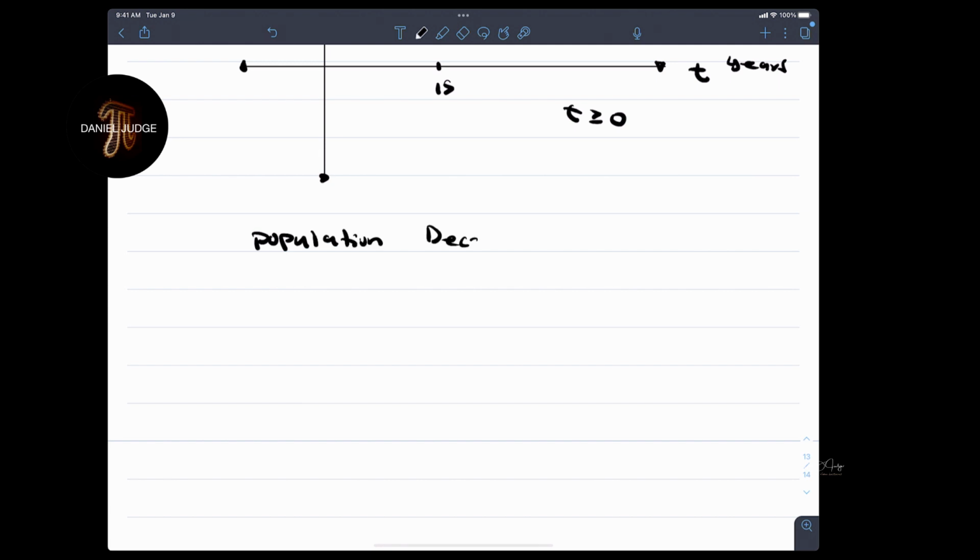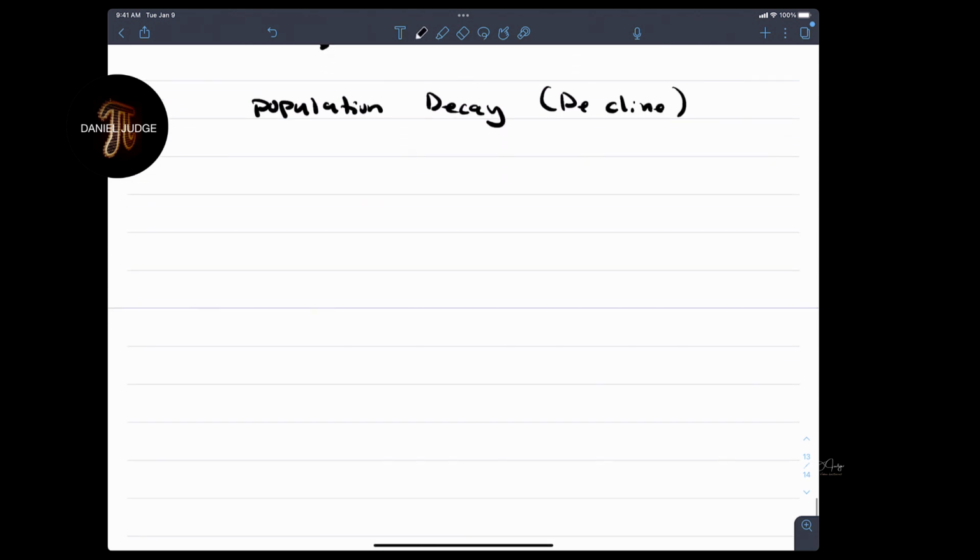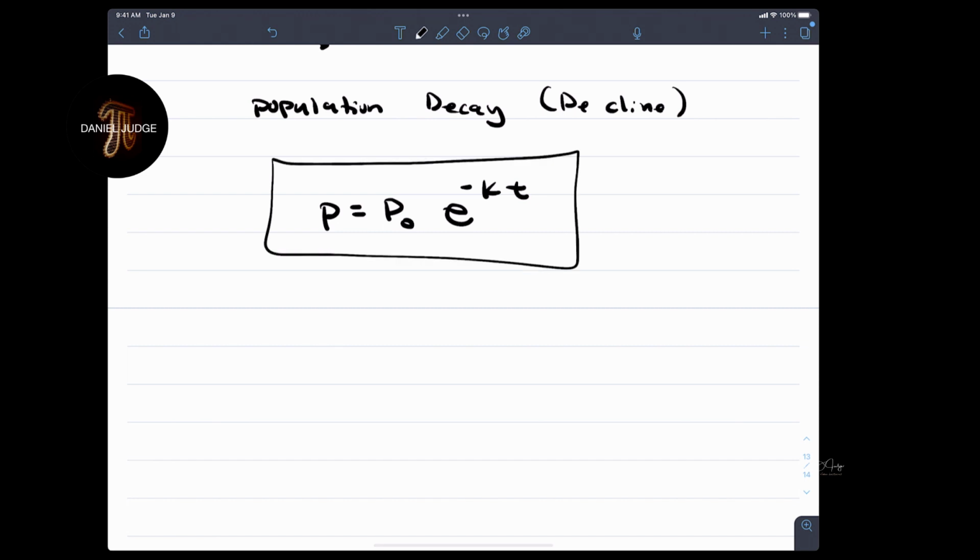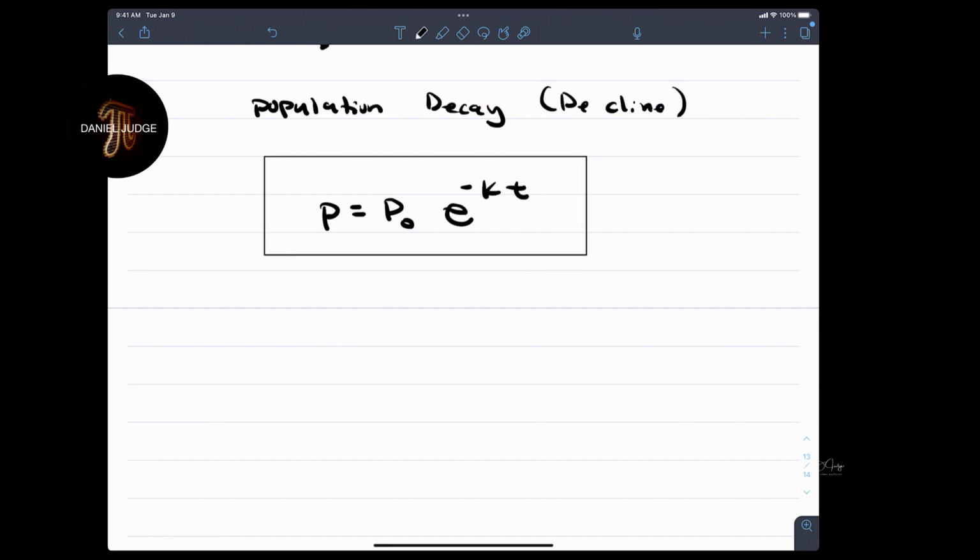Also known as a decay. The only difference is that you're going to have a negative value for the rate. What they'll do is they'll write it down this way. They'll give you this negative sign here for population decay, and it goes in the other direction now.